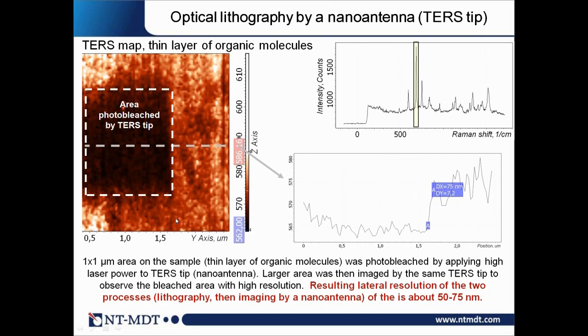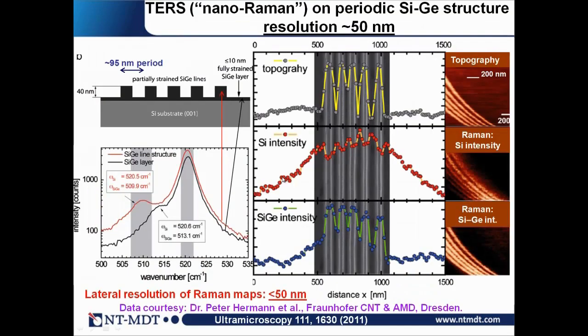The Raman map was obtained with an already smaller, non-damaging laser power, and we can see this is the photobleached area. If we look at the cross section of the image, we get roughly a 75 nanometer step edge, and this step edge comes from two consecutive processes: first lithography and then imaging. So each of the processes, the lithography process and the imaging process, produced a lateral resolution of about 50 nanometers.